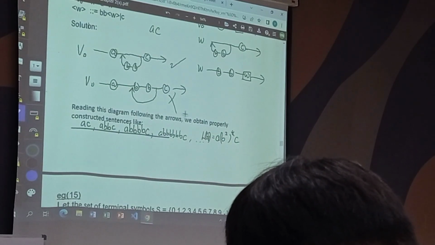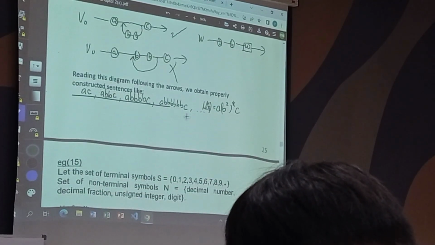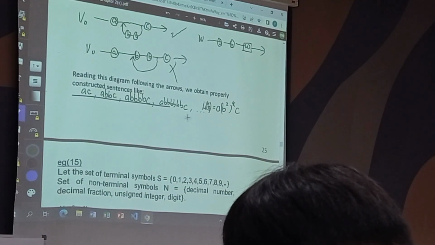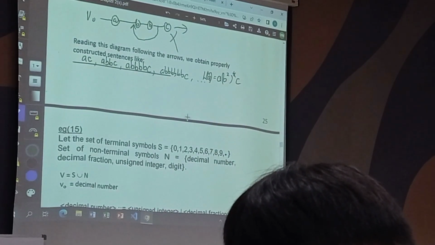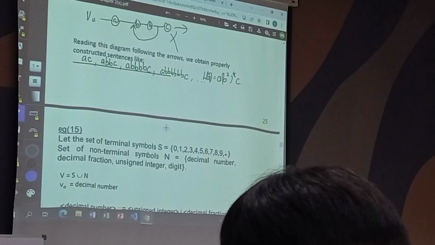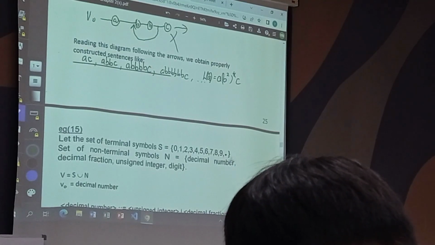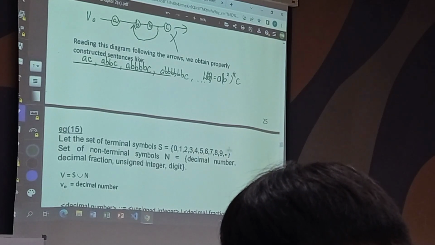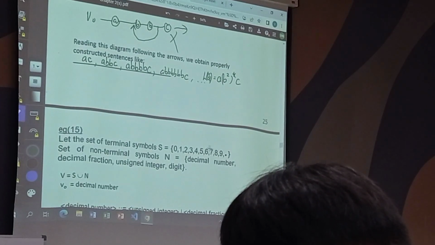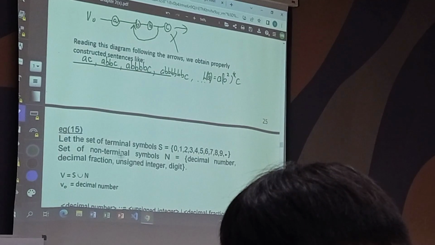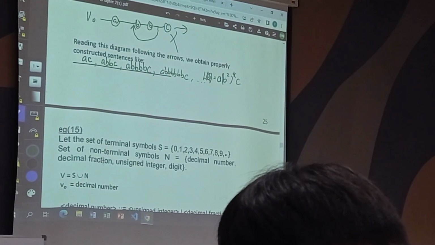Okay, we look at another example, example 15. Now, we have the terminal symbols in the set S, which are from 0 to 9, and this dot is a decimal point for the number. Then the non-terminals, we have decimal number, decimal fraction, unsigned integer, and also digit.